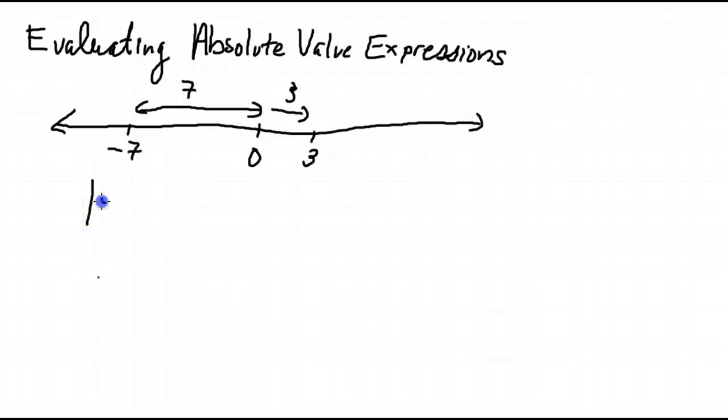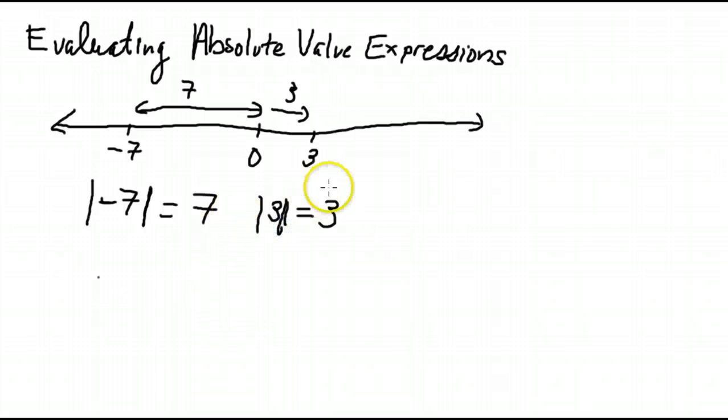So we say this as the absolute value of -7, and the symbol we use is a pair of absolute value bars. So they're vertical bars, vertical lines. We say the absolute value of -7 is 7. The absolute value of 3 is 3. Okay. Basically, really what we do is we just take whatever's inside the absolute value bars and make it positive.